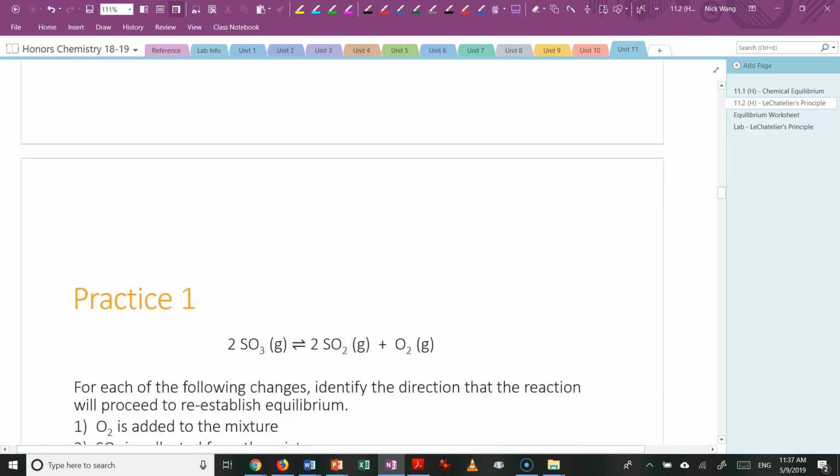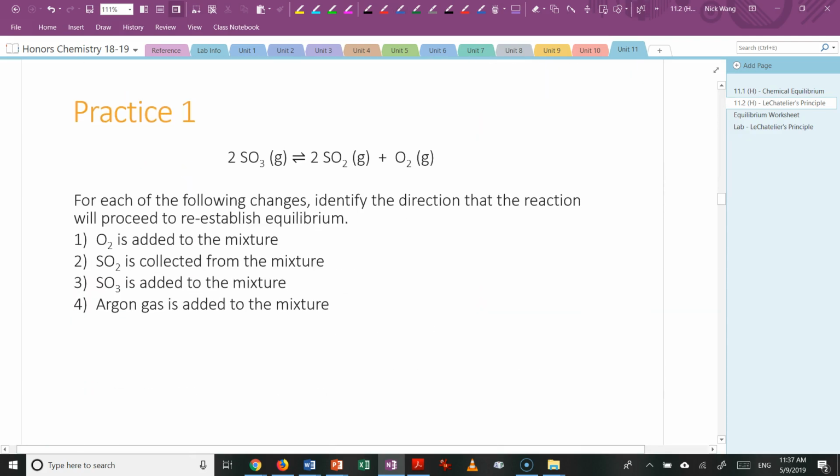All right, and to finish this up, you have one practice problem. Let's go ahead and see how we can mess with this. For each of the following changes, let's see what direction it will go. The first one, we add O2 to the mixture, so we increase the amount of O2 here, and that's our stress. To relieve it, it will shift to the left, so the proper response here is shift left.